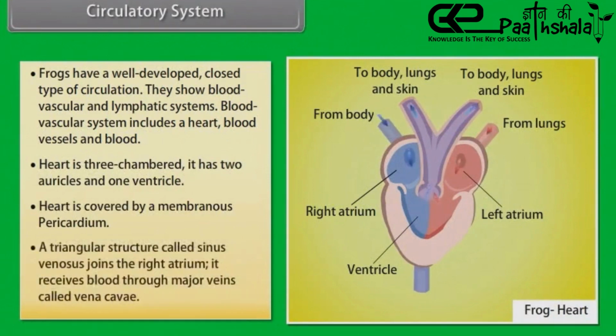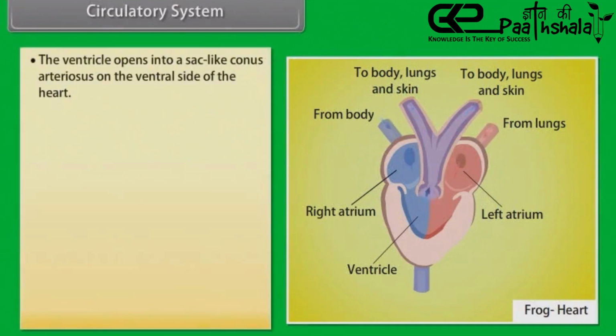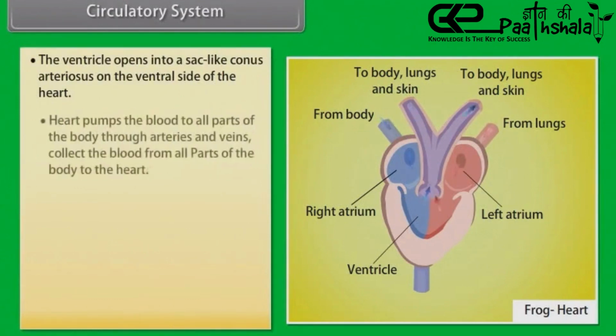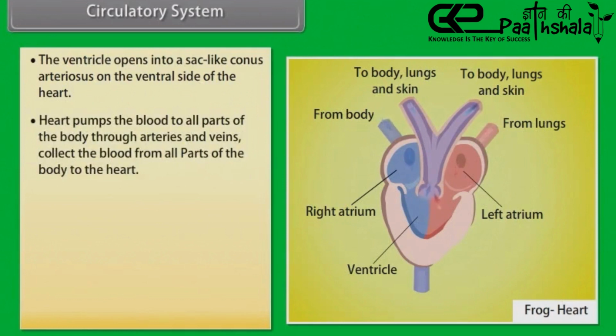A triangular structure called sinus venosus joins the right atrium. It receives blood through major veins called vena cava. The ventricle opens into a sac-like conus arteriosus on the ventral side of the heart. The heart pumps the blood to all parts of the body through arteries, and veins collect the blood from all parts of the body to the heart.